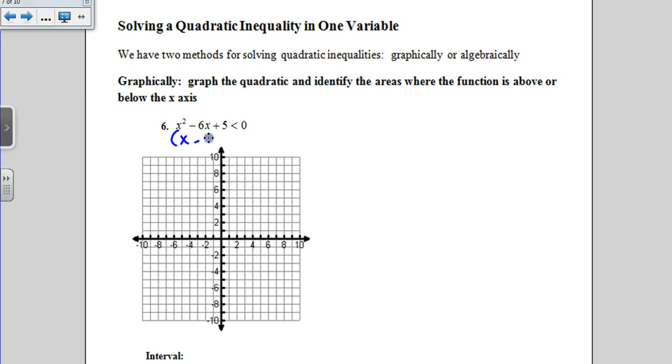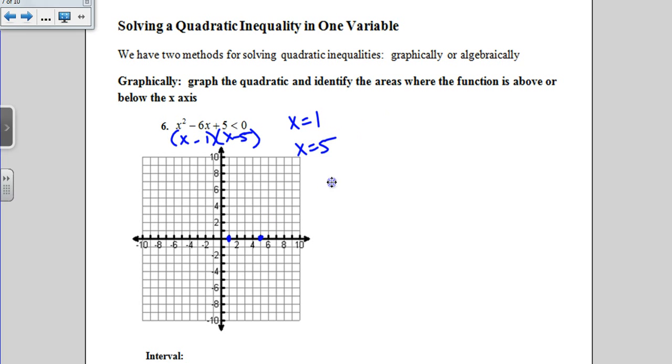So let's see here. We've got an x minus 1 and an x minus 5 if I factored that. So my 2 x-intercepts are at x equals 1 and x equals 5. The reason it's really important that we know where the x-intercepts are is because that's going to be the point where our intervals are going to take off.